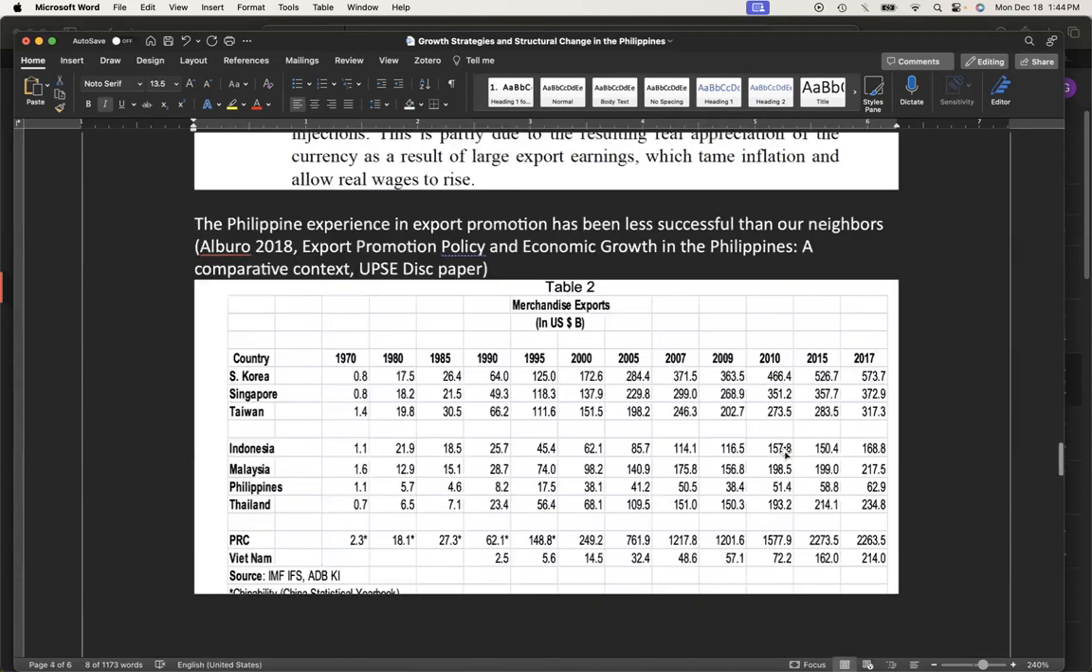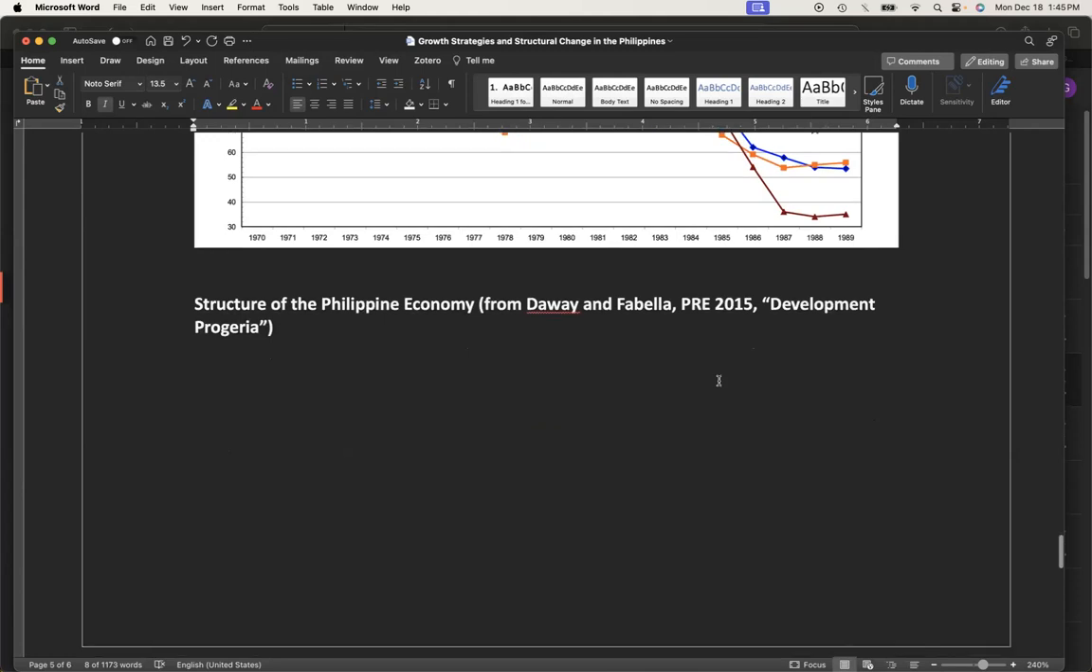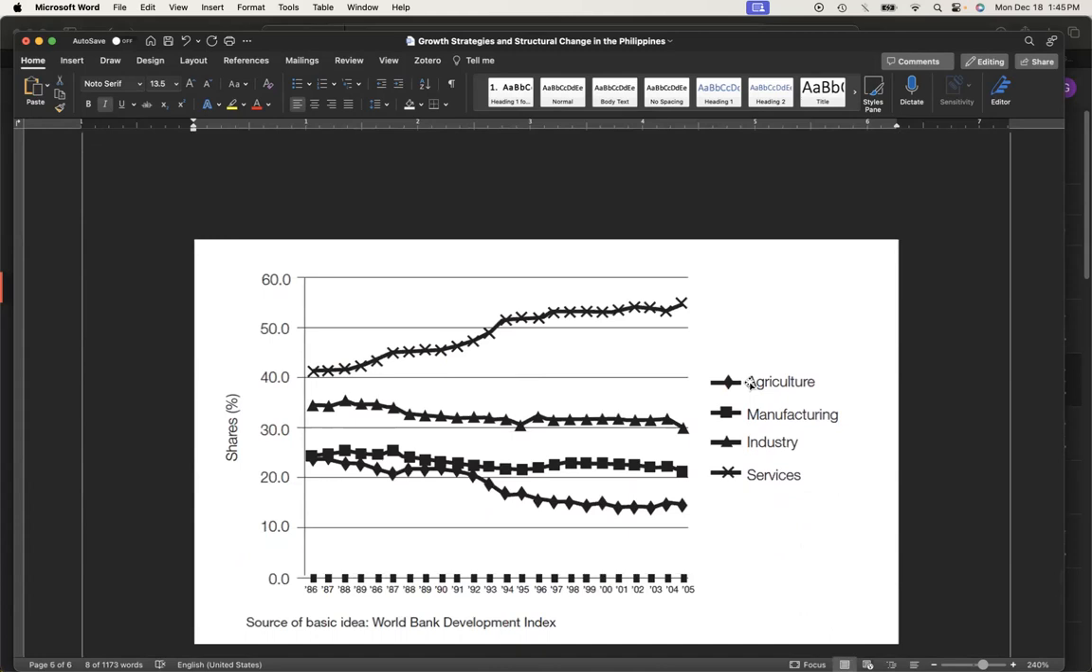And finally, I'd like to present some plots from the Ducanes and Fabella paper, Development Progeria. So the idea here is that the Philippines has been turning basically into an economy that looks like a developed country economy, but without the actual development of the manufacturing base. So here you've got services, which is a very high share of output. Agriculture is the diamond, which is here. It's falling. Okay. Manufacturing is very, very small. Industry is constant, but it's falling, right?